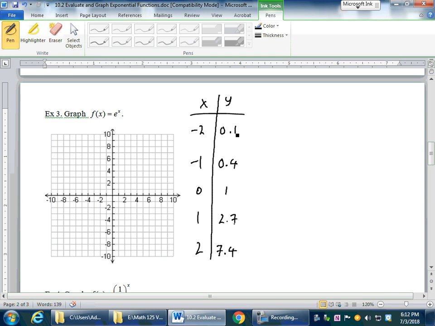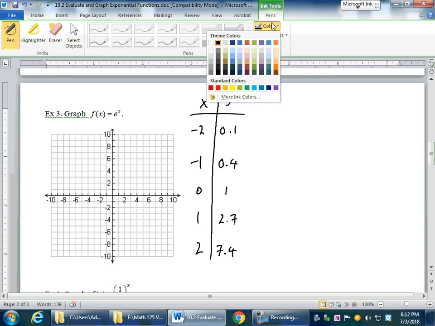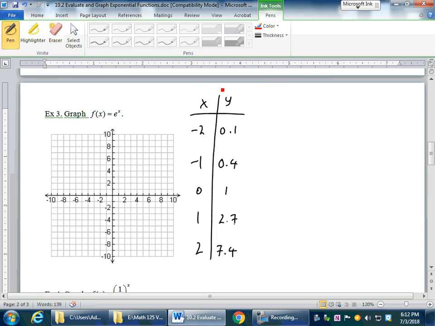So you have to use a calculator, okay, and then see if you can get these values or not. Otherwise, you're gonna have to ask me or ask a tutor to help you out with your calculator, okay, in the next class meeting.